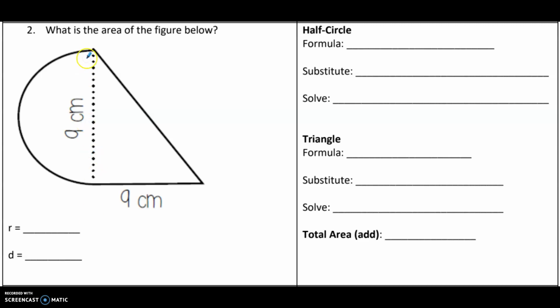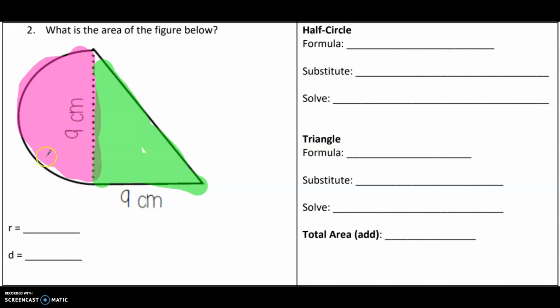What is the area of the figure below? When we have a composite figure, it helps to shade it so that we can see the different parts of it. Then we can look at the pieces. So we have a half circle here and we have a triangle here.